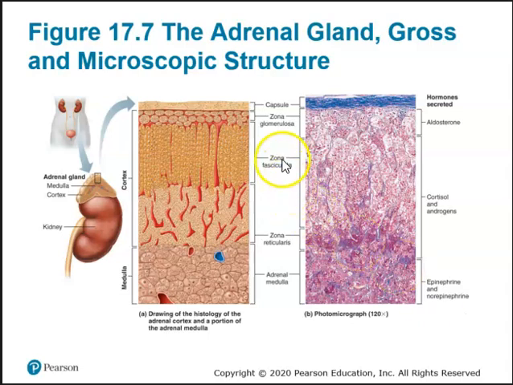So in the cortex, one of the mnemonics we used to learn in medical school was the deeper you go, the sweeter it is. So aldosterone is that hormone that regulates blood pressure through sodium chloride and salts, and then cortisol and androgens, cortisol being a glucocorticoid, and androgens being that hormone that regulates the sex hormones.